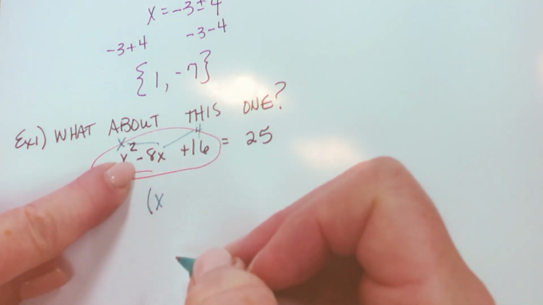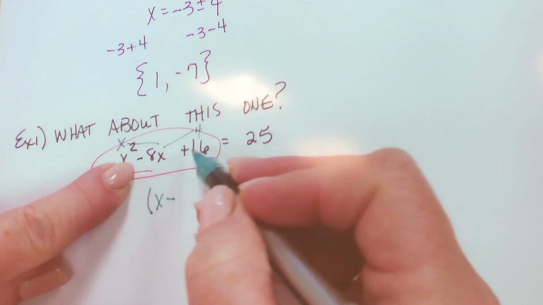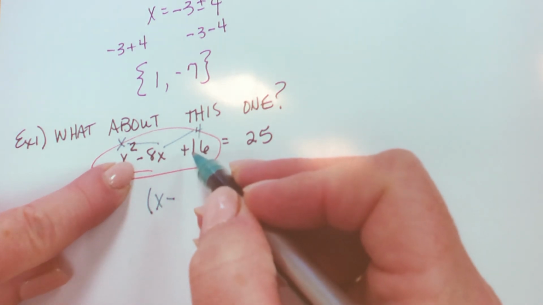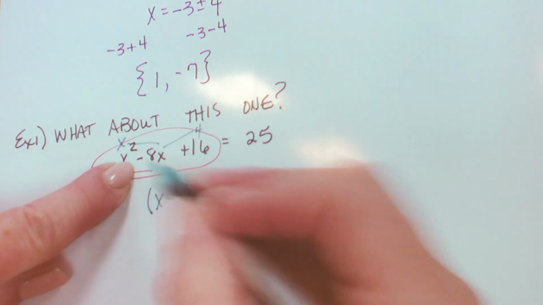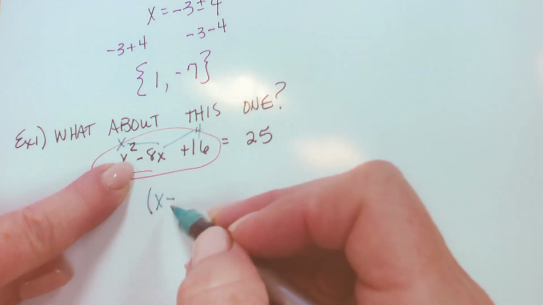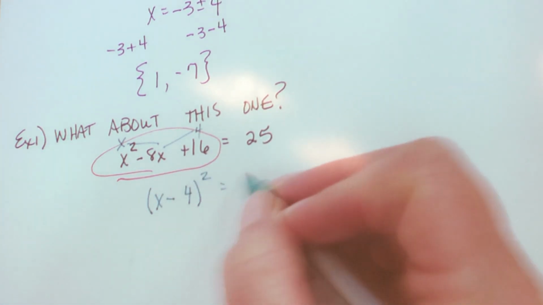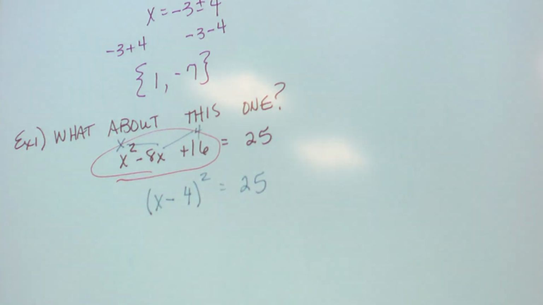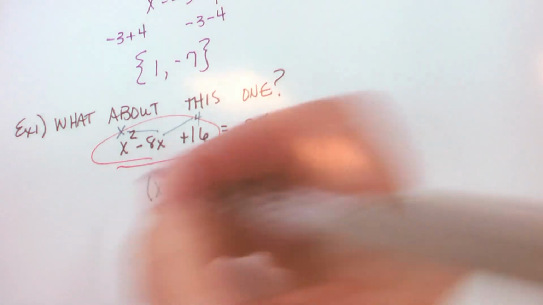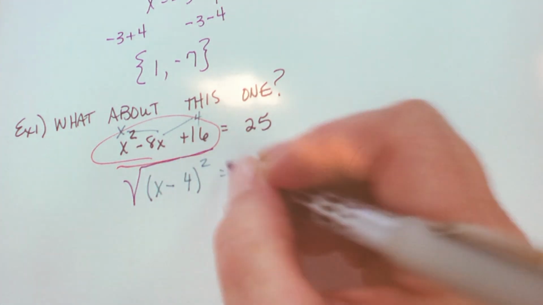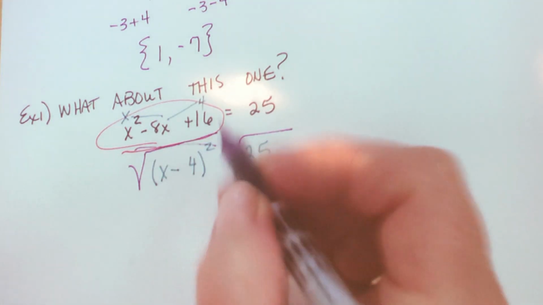keep this first sign. The last sign should always be a plus, guys. Okay, we're going to learn why today, but it should be. So always keep the first sign, and square root of the last, quantity squared. Now what's the easiest way to work this problem? Square root. Y'all, that's so fast and easy. All right, so this goes away.